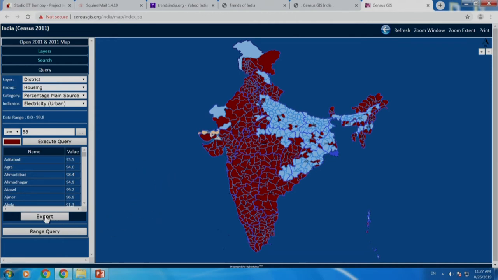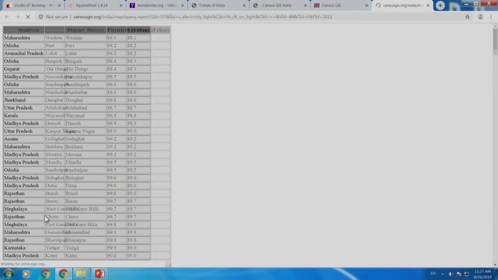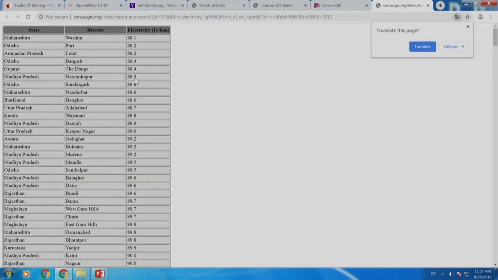Now you see this export. The advantage of this export is when you say export, it takes all that data to another spreadsheet. So you do not have to worry about where do you save the data, where do you copy it from. So you must learn to export all your data. So let us come back to this map.